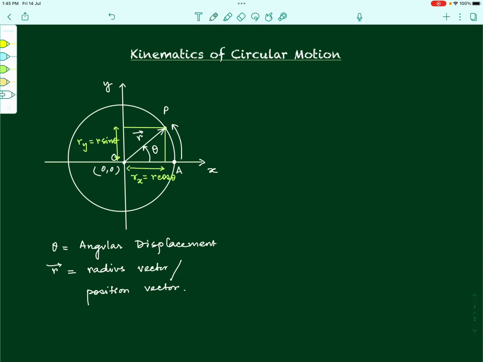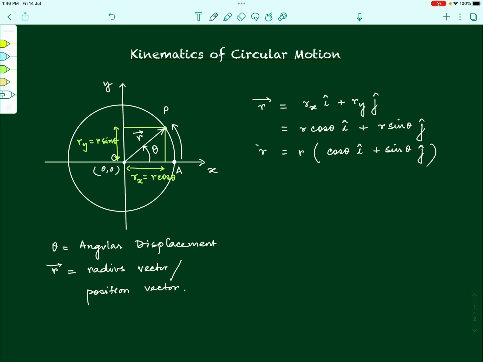So, from our information of vectors, we can say that the position vector r of this particle at any point in time can be written as rx i cap plus ry j cap, right, which after substituting the values of rx and ry would become r cos theta i cap plus r sin theta j cap, isn't it? Now, see what this can be written as further. We can take the r common and we can write this as r times cos theta i cap plus sin theta j cap, right. This is your vector r.